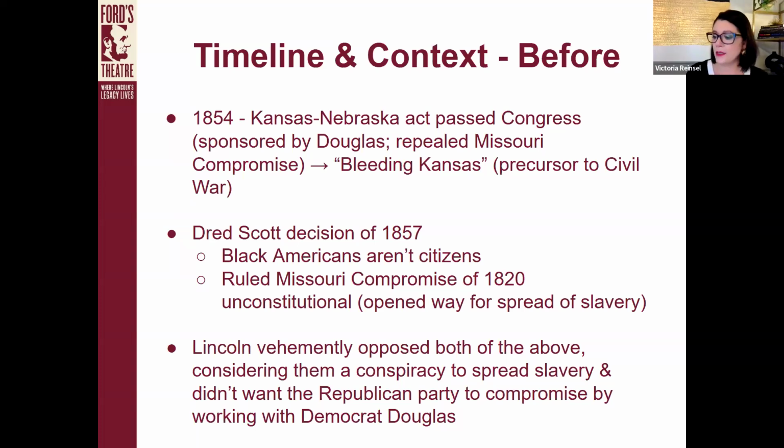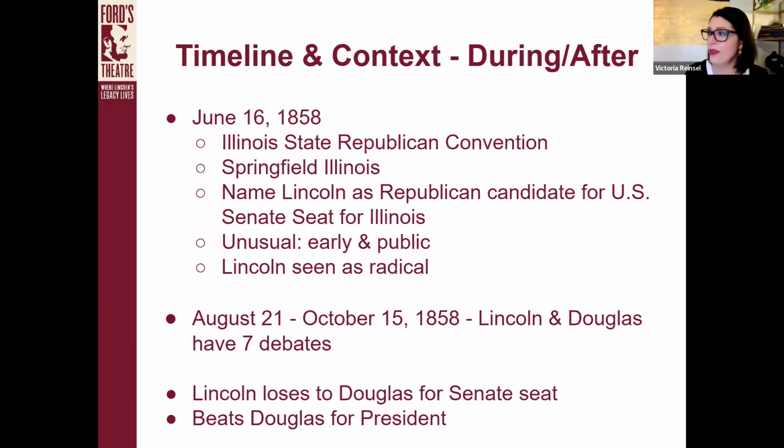The Dred Scott decision is something again that's on Lincoln's mind. The idea that Black Americans aren't citizens and no children of slaves will ever be citizens. And I think for Lincoln, he is vehemently opposed to both of these things. He is really thinking that there is this conspiracy to spread slavery, and he does not want his Republican Party to compromise at all by working with Stephen Douglas, who is a Democrat, or really any other Democrats who were going to be in that sort of pro-slavery faction.